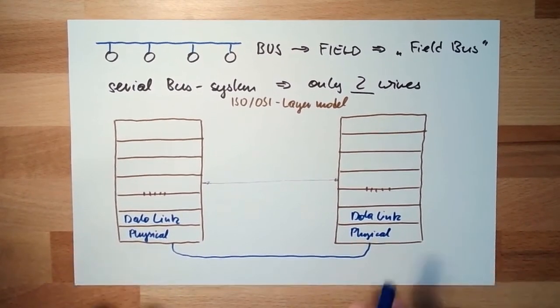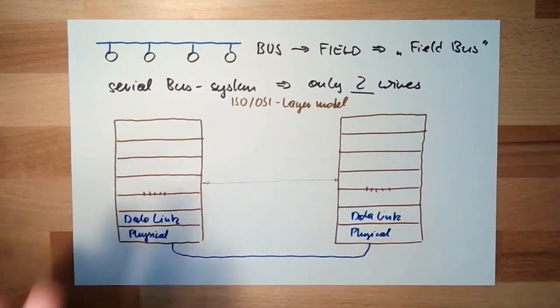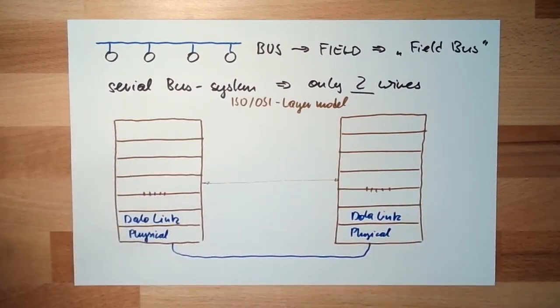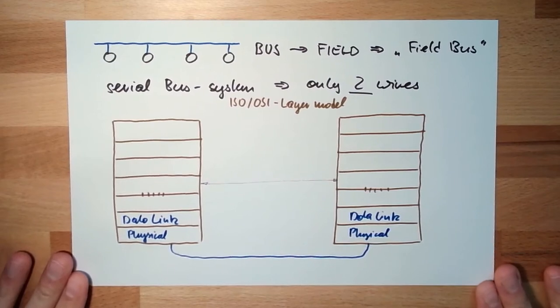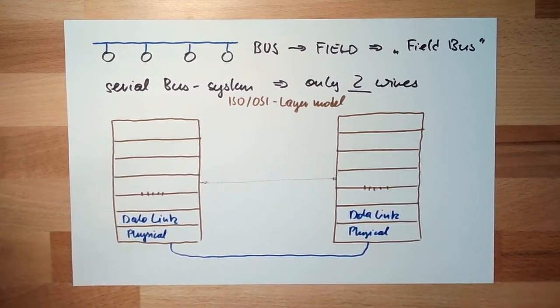But since this model is implemented, this really enabled a broader use of fieldbus technology, and also interoperability between these standards. So this was really a big step forward. Now let's come to one thing, which is the so-called topology. Topology of fieldbus systems.